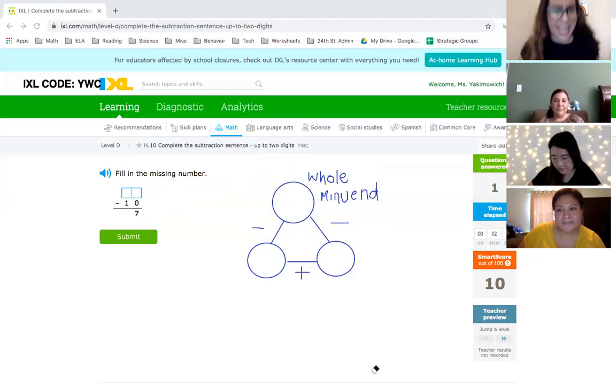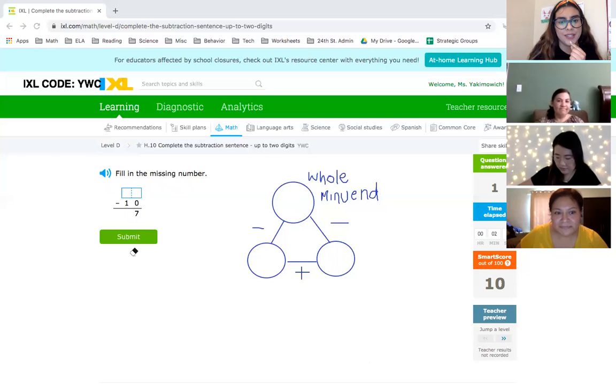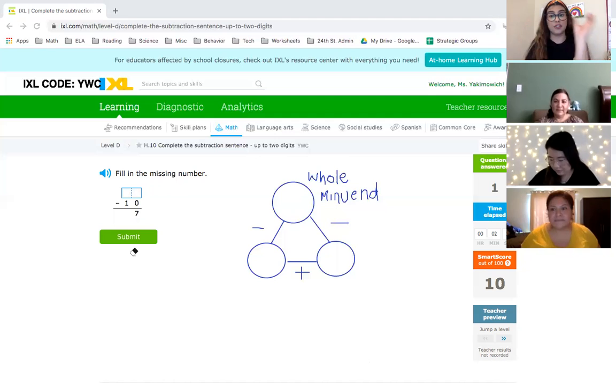All right, but I notice in this problem, there's no minuend or whole. That's what we're trying to figure out. Remember, the first number on top is usually our minuend. And if it's written horizontally, it's the first number on the left when we're reading left to right, because we read number sentences just like we read in books from left to right. So I don't see the minuend here, so I'm gonna have to leave our minuend in our number bond blank.